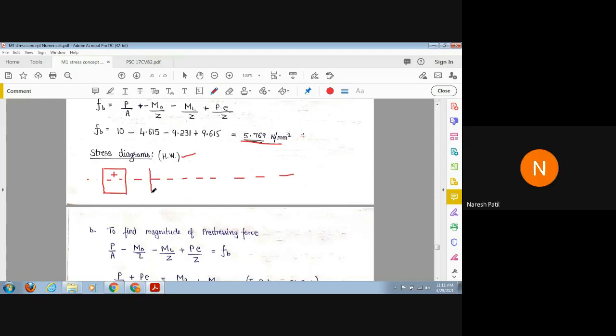MD by Z, the bending stress. Yes, so we get bending stress. It will be like this. Why is it like this?